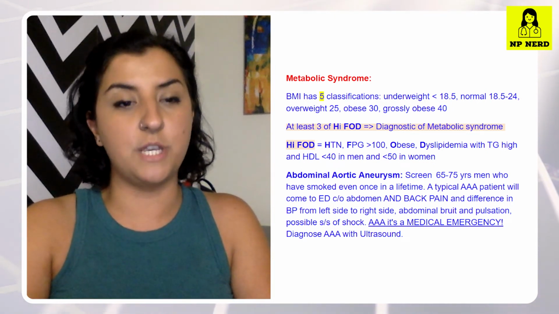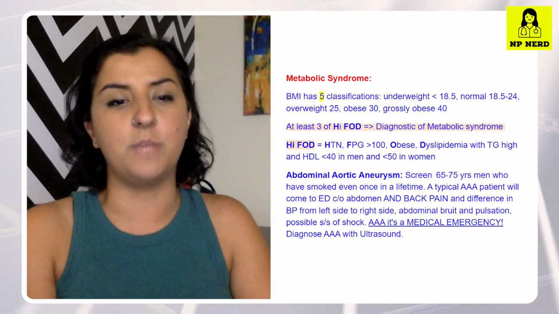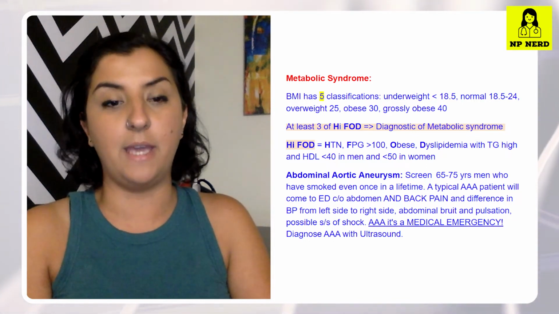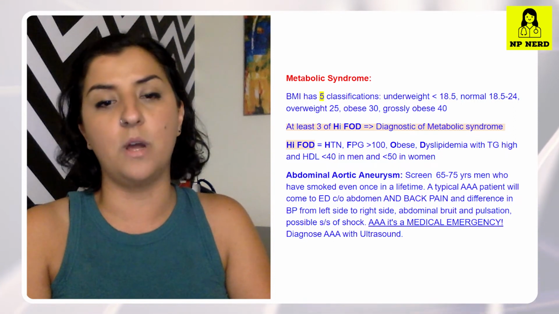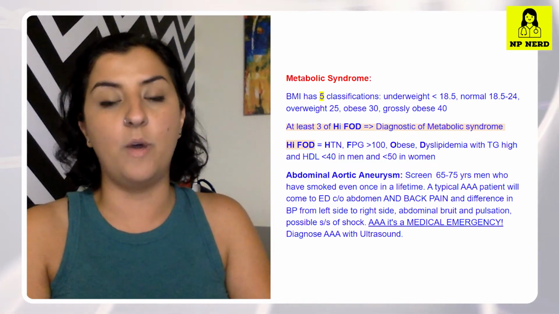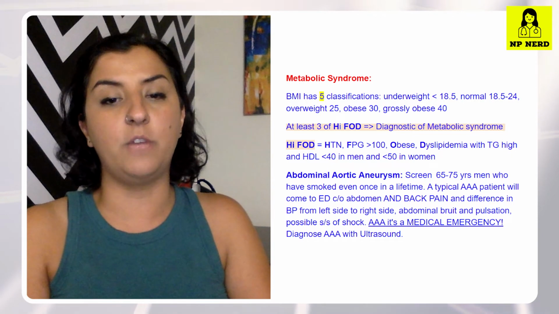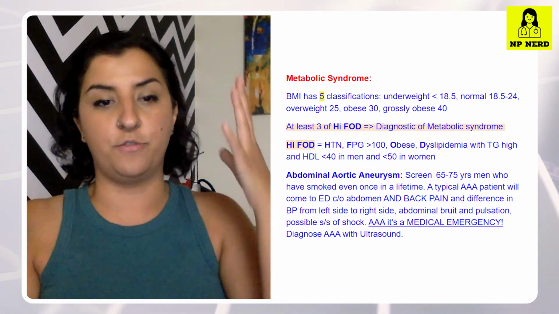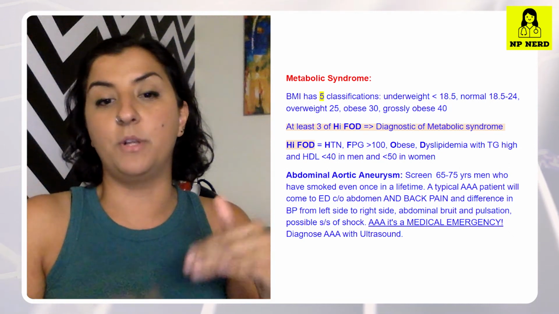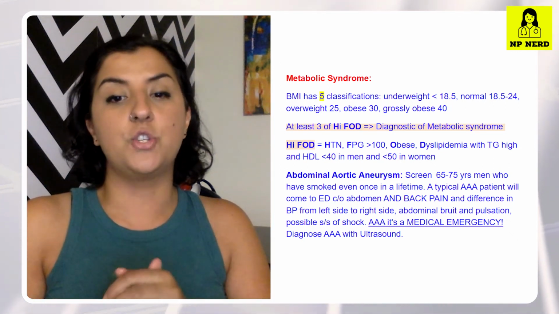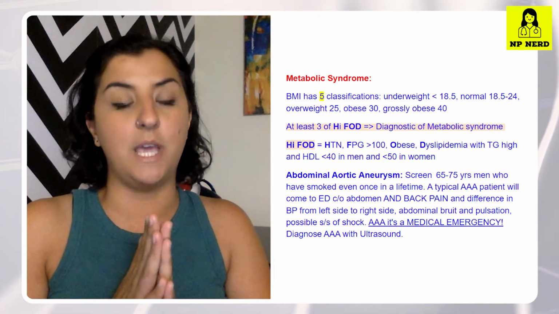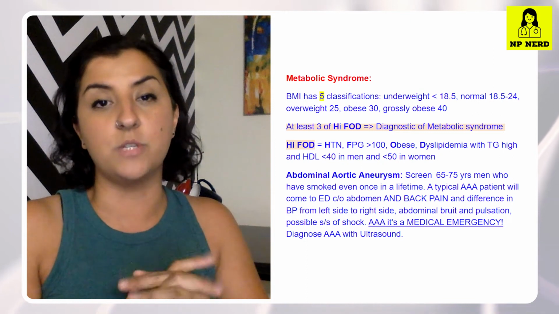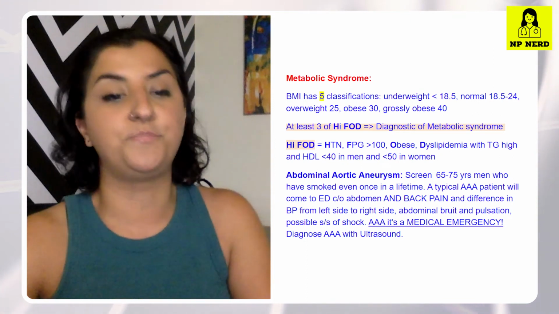Here there's a little section about AAA, which is abdominal aortic aneurysm. Your typical AAA patient is a male who comes to your clinic, who has smoked in the past, and he's complaining of abdominal and back pain, and he has a different blood pressure from left to right. He has abdominal bruit, he has pulsation, so that's when you say, "Oops, this could be AAA. It's a medical emergency." You diagnose it with an ultrasound.